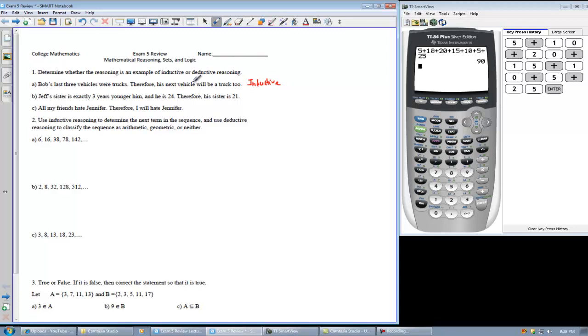Now, it might be that Bob gets tired of his truck and buys a sedan, right? But it's not deductive, right? You're not going from a general principle. Some specific cases apply to the next situation. So this is inductive reasoning.